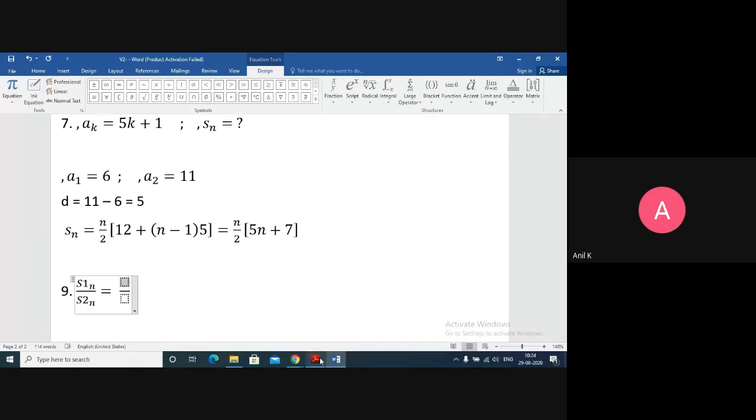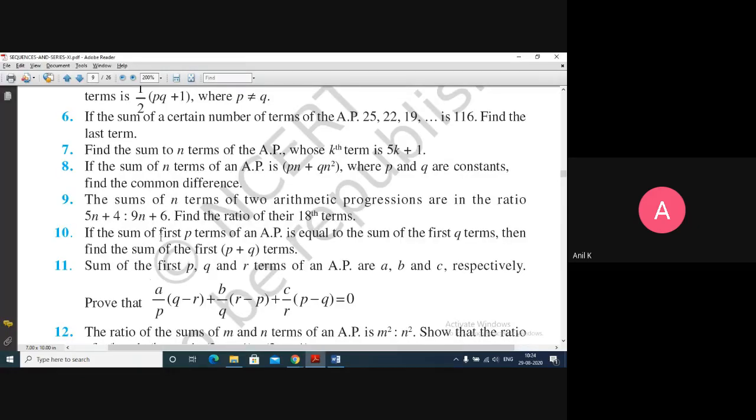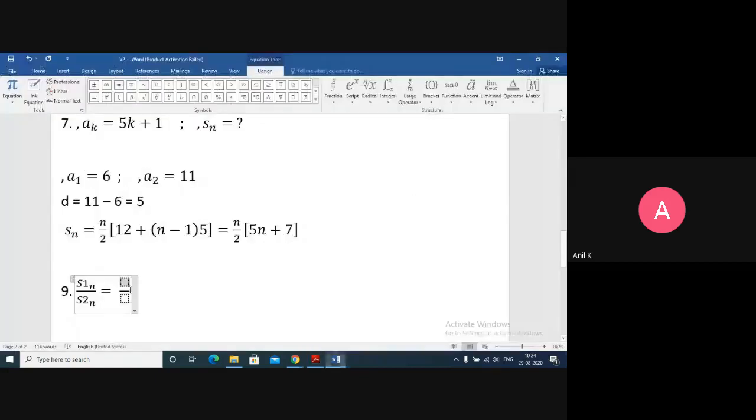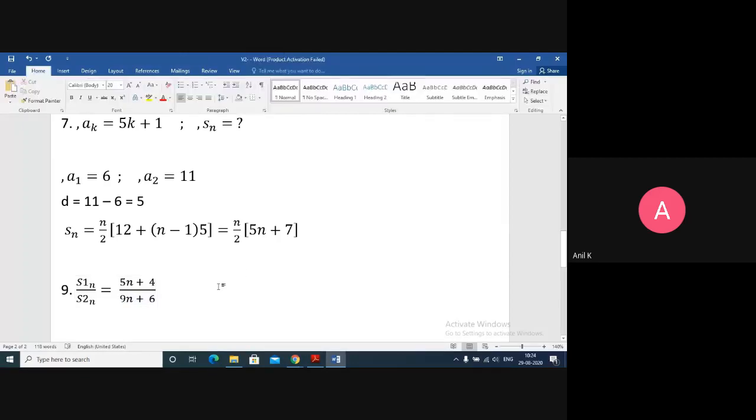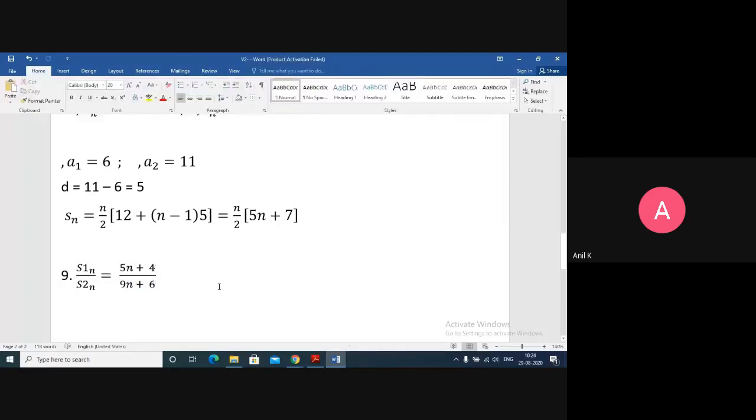So what is the ratio given to us? 5n plus 4 upon 9n plus 6. Let me check: 5n plus 4 upon 9n plus 6. This is what they have given to us.